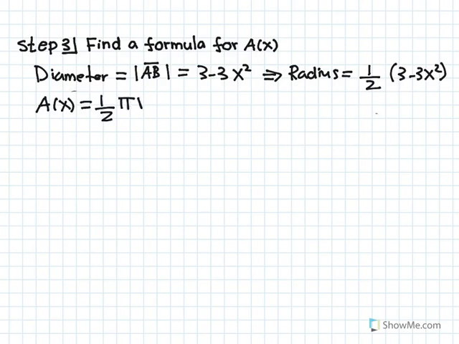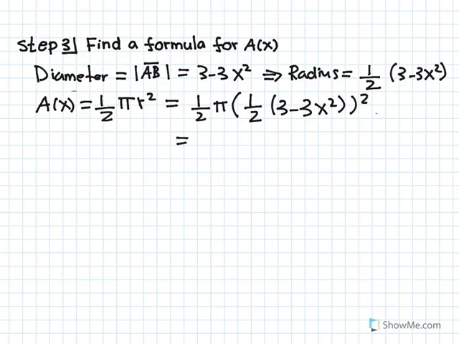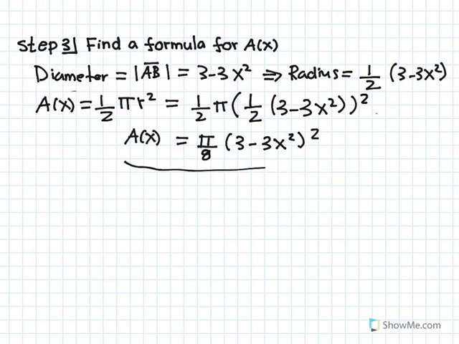1/2 pi times radius squared. That's 1/2 pi times radius, which is 1/2 times 3 minus 3x squared, close bracket, squared. If we simplify this, we get 1/2 squared, that's 1/4, times 1/2, that's 1/8. So we get pi over 8 times 3 minus 3x squared, all squared. This is the cross-sectional slice as a function of x.